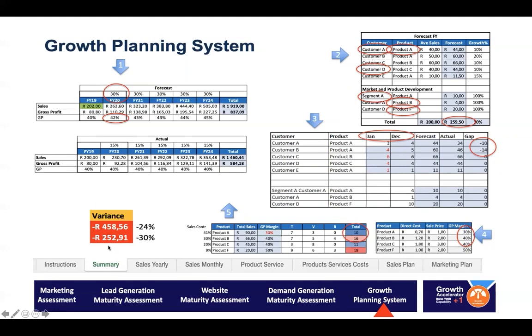So this Excel model will allow you to capture and then build the automatic forecast, looking at sales, products and services, and a marketing plan.